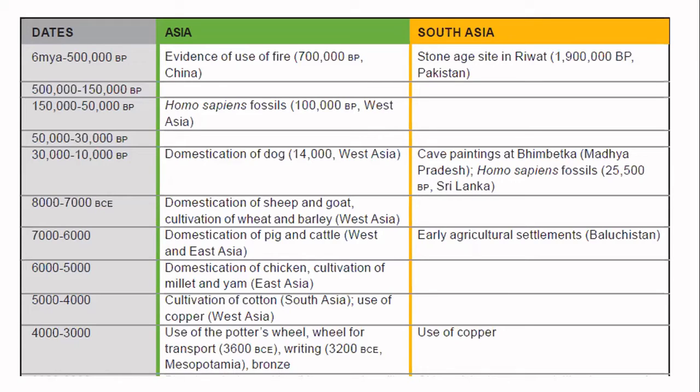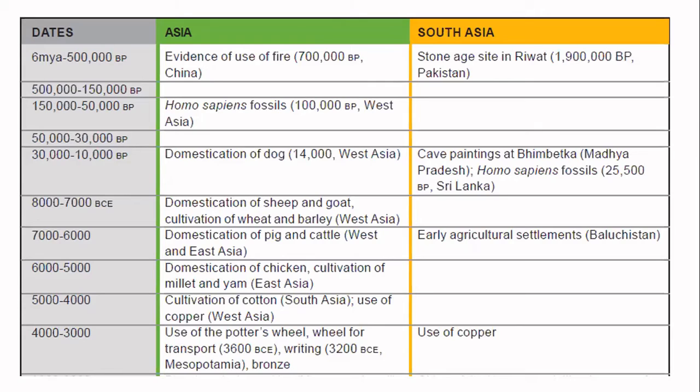7,000 to 6,000 years ago, we see domestication of pig and cattle. This happens in West and East Asia. And in South Asia, we see agricultural settlements in Balochistan. These are early agricultural settlements. That means agriculture had started, and so they had to settle around that area. In East Asia, again, we see domestication of chicken and cultivation of millet and yam.